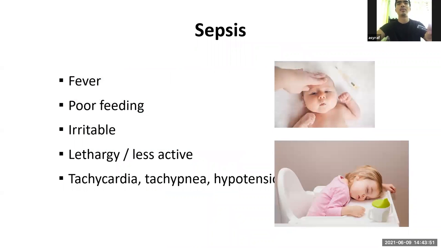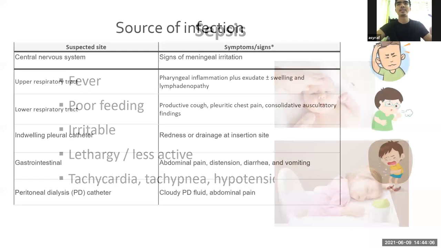So what are the clinical features? Apart from the vital signs that I just mentioned, the babies or the patient can come with fever, poor feeding, irritability, or become lethargic, and also tachycardia, tachypnea, or hypotension, depending on the stage.